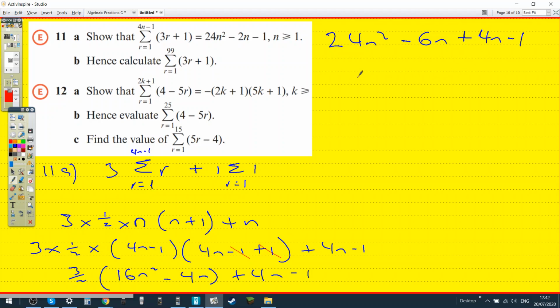Plus 4 and minus 1. So that's just 24n squared minus 2n minus 1. Yay. Correct answer. Worked out. Calculate. You just substitute like n equals 99, I think, and then you would get the answer.